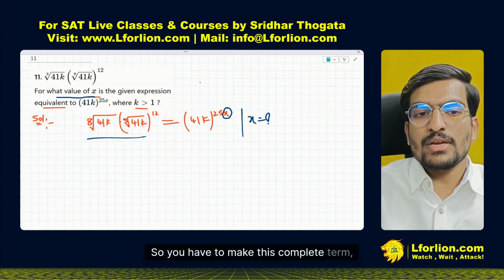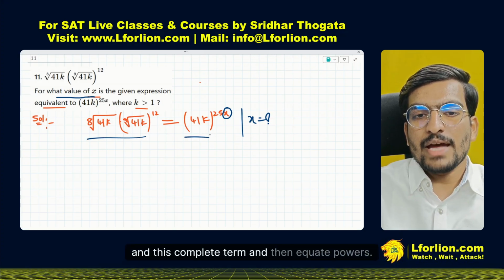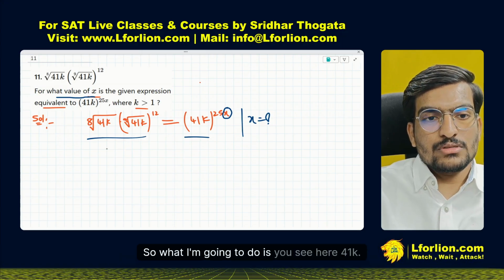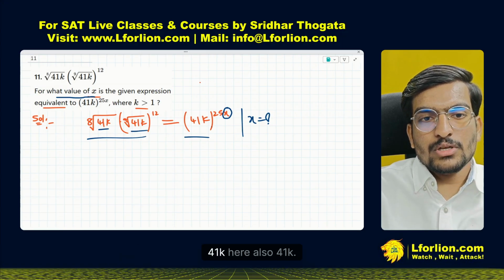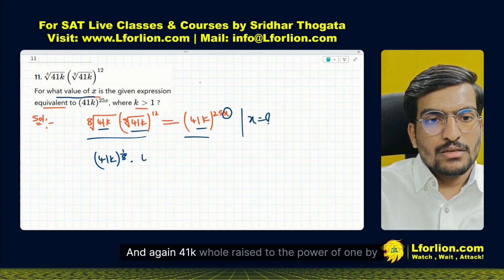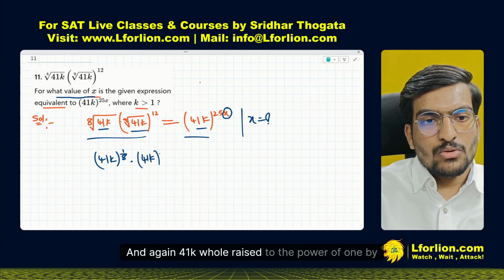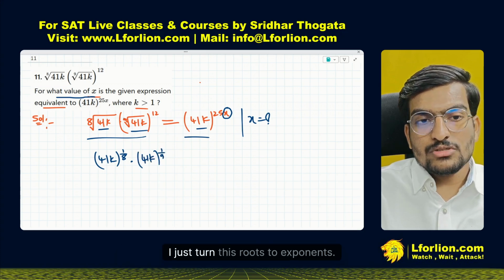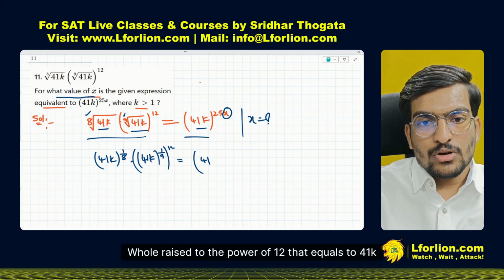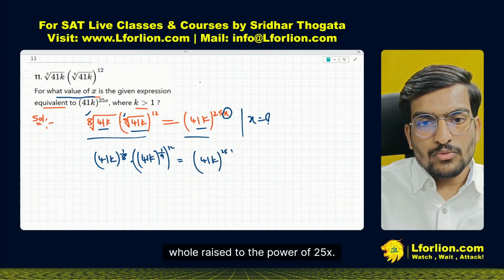Whenever you're finding an unknown in the exponent, you have to apply: when bases are equal, equate powers. So you have to make this complete term and this complete term and then equate powers. So what I'm going to do is, you see here 41k, 41k, here also 41k. So don't disturb that. Just write 41k whole raised to the power of 1 by 8. And again, 41k whole raised to the power of 1 by 9. I just turn these roots to exponents. Whole raised to the power of 12, that equals 41k whole raised to the power of 25x.